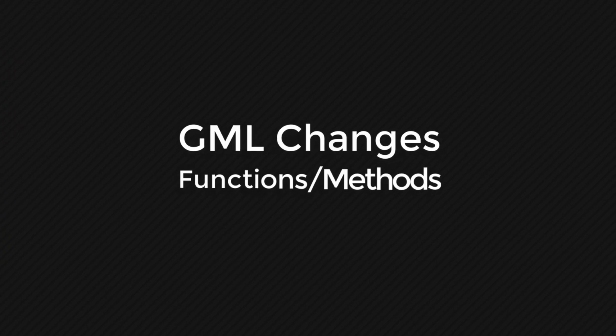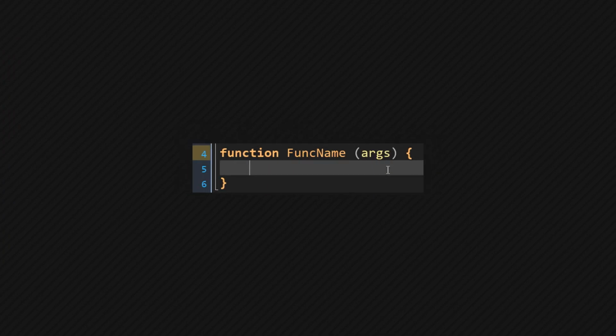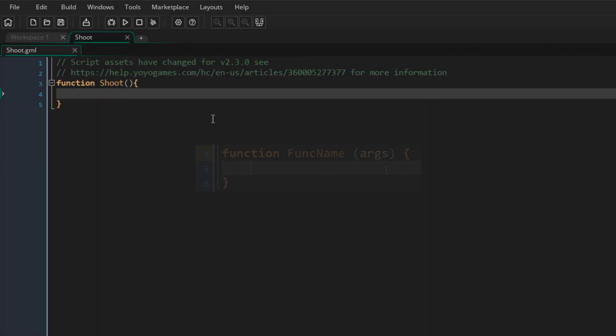Let's come to the GML changes now, and the first one here is the addition of functions or methods. You can now write functions like this instead of having to make a script, and these can be created inside objects or inside scripts where it creates a global function.